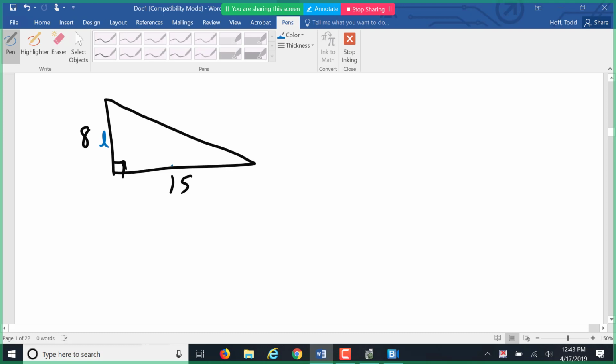Now the two shorter sides, the two sides that make the right angle, notice they make the L of the triangle, are called legs. The third side that's always opposite of the right angle, or the longest side of the triangle, is called the hypotenuse. And we're used to labeling the legs sides A and B, and the hypotenuse side C. Of course, you all know A squared plus B squared equals C squared, our Pythagorean theorem.